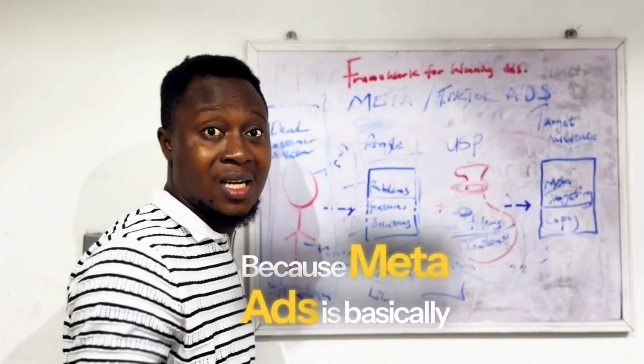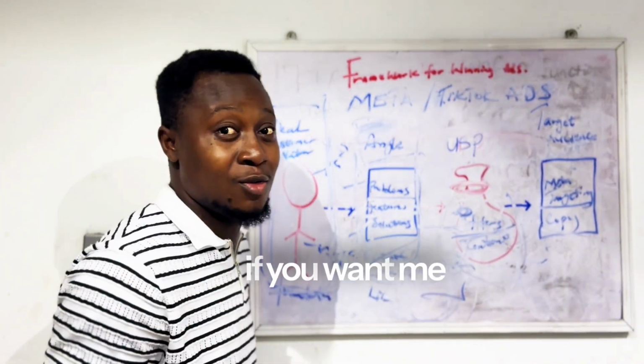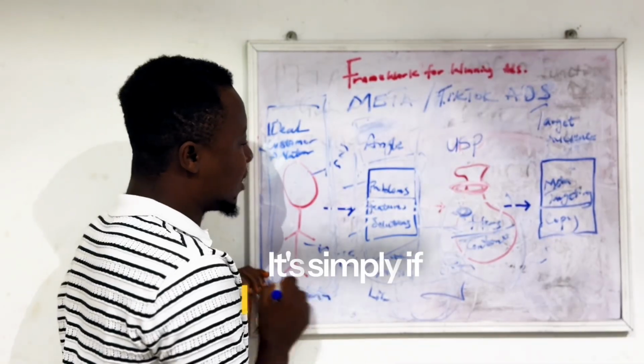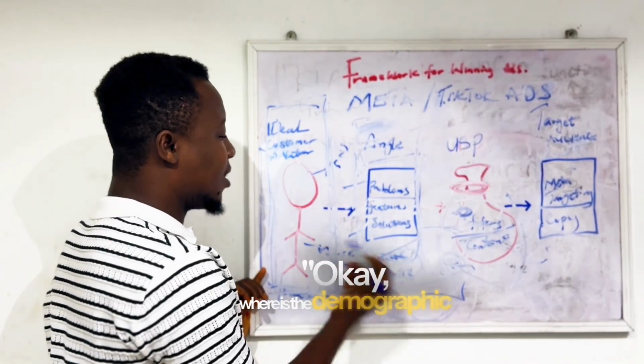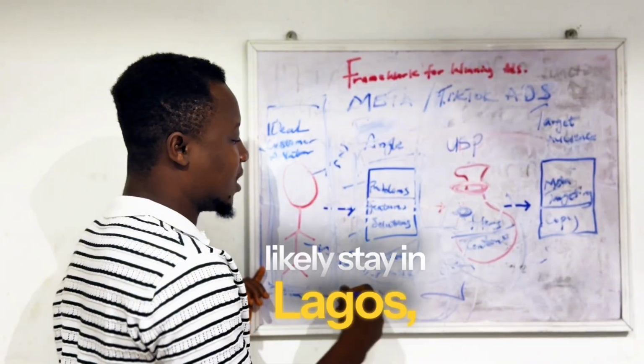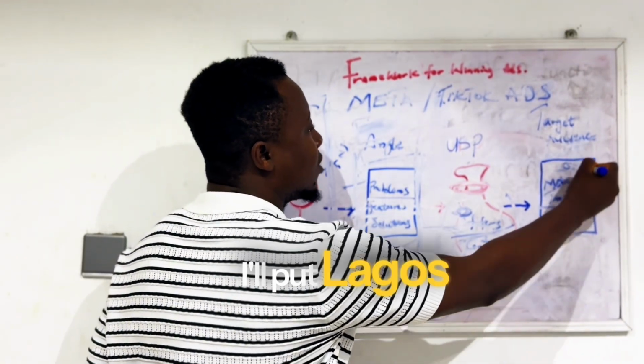Because targeting is basically simple. The targeting you're paying people thousands for, because I charge high for targeting if you want me to do it for you, is simply this: if I understand this thing and I understand this thing, I'll say, okay, where's the demographic of this person? This person will most likely stay in Lagos and this person is 25 years. I'll come to my meta targeting and I'll put 25 years. I'll put Lagos as my location.